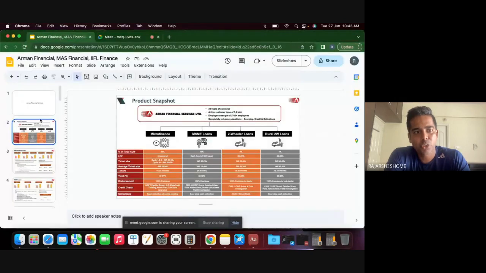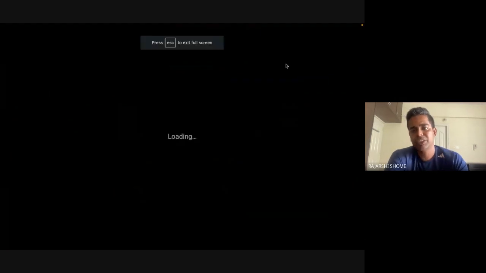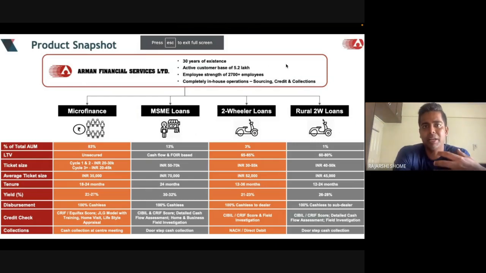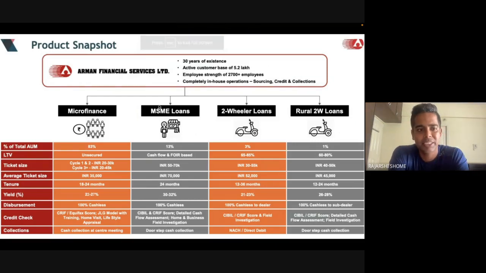Okay, so we'll start with Arman Financials as discussed. First, we'll have to focus on where Arman gives most of its money. Now you can clearly see here that Arman gives most of its money to the microfinance space. 83% of their total AUM is in microfinance.